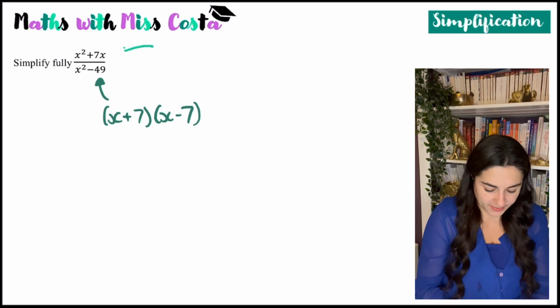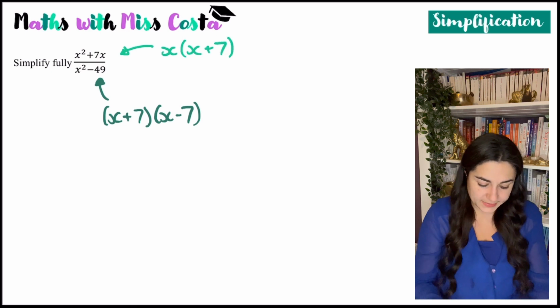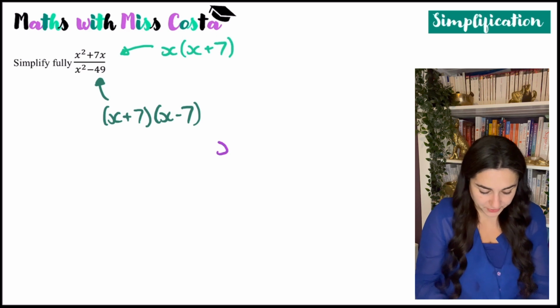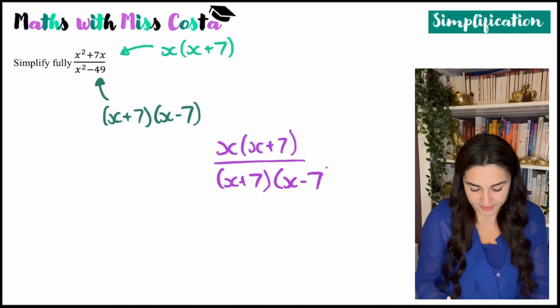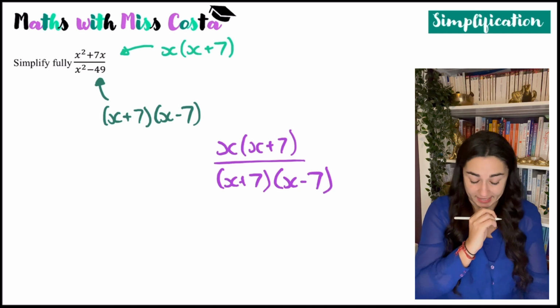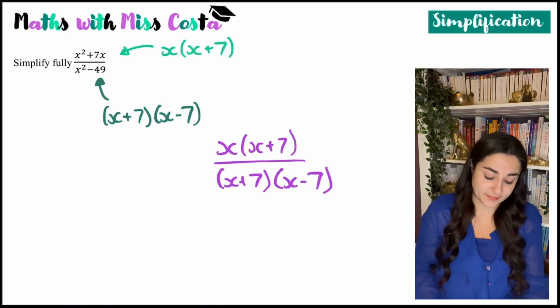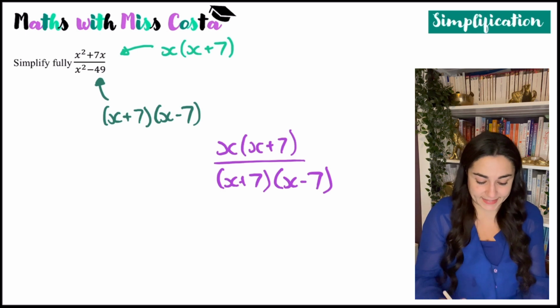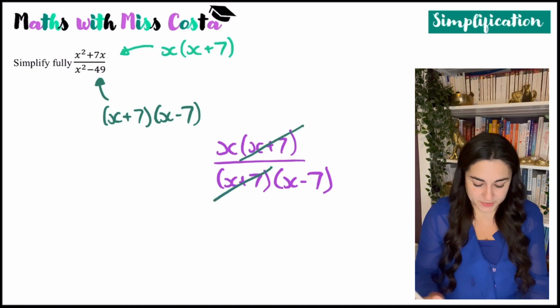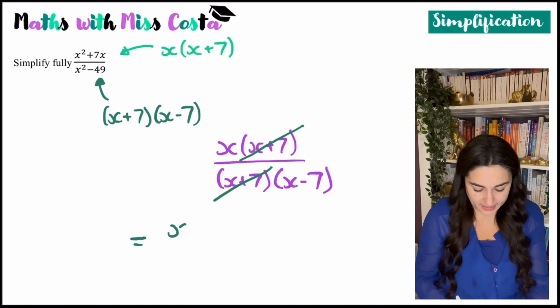And what about the numerator? Well, if I factorise out the x, that would be x bracket x plus 7. So let's write that as a fraction: x brackets x plus 7 over x plus 7, x take 7. Now, whenever we have a fraction, if there's a term on the numerator that is the same as the term on the denominator, they can just cancel out. So this and this would cancel out to just leave me with 1, and I would be left with x over x take 7.